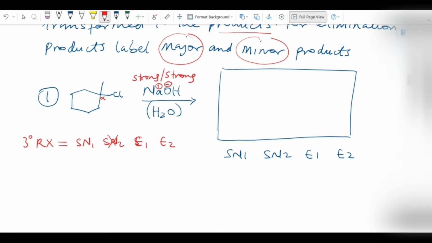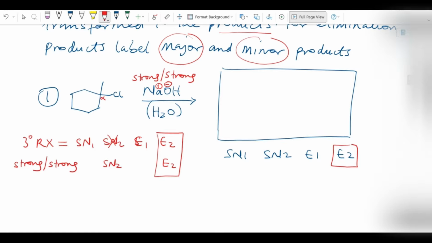So what kind of mechanism does a strong reagent do? A reagent that behaves as a strong nucleophile and also functions as a strong base can do both SN2 mechanism and E2 mechanism. So if you look at the corresponding mechanisms, the common factor here is E2. Therefore, our mechanism will be E2. So we can go ahead and draw the product of this reaction.